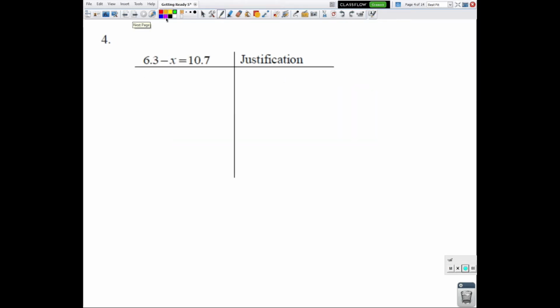Number 4. Now number 4 can be a little tricky because there's a negative sign in front of the x. That negative sign has nothing to do with the 6.3 though. The sign in front of the number stays with the number. So in order to get rid of the 6.3, which is positive, we'll need to subtract 6.3 from both sides. So that cancels. We're left though with negative x is equal to 4.4. The justification for that step is, of course, the subtraction property of equality.